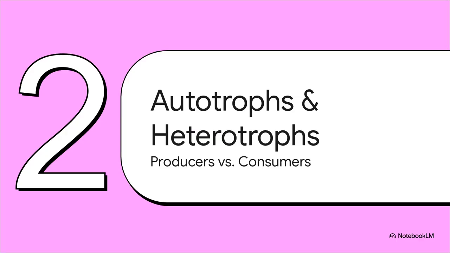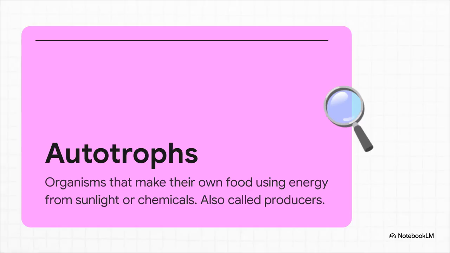Moving right along, let's look at Section 2, Autotrophs and Heterotrophs. We're going to categorize organisms based on how they get this energy. First up, we have autotrophs. By definition, autotrophs are organisms that make their own food, using energy from sunlight or chemicals. Now, they're also called producers, and I really want you to focus on that term. It's vital because they literally produce the food that supports nearly all ecosystems. Some great examples of autotrophs are plants, algae, and some bacteria.